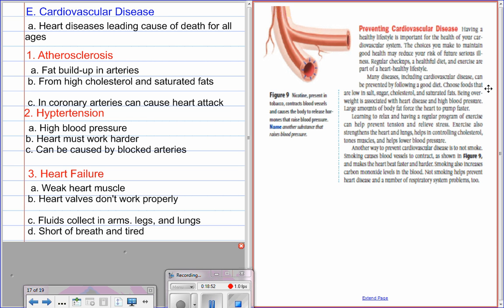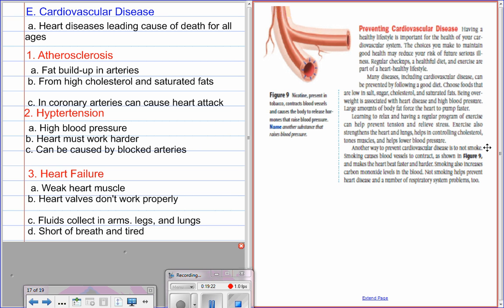Being overweight is associated with heart disease and high blood pressure. Large amounts of body fat force the heart to pump faster because there's more places for your blood to need to go. Learning to relax and having a regular program of exercise can help prevent tension and relieve stress. Exercise also strengthens the heart and lungs, helps in controlling cholesterol, tones muscles, and helps lower blood pressure.